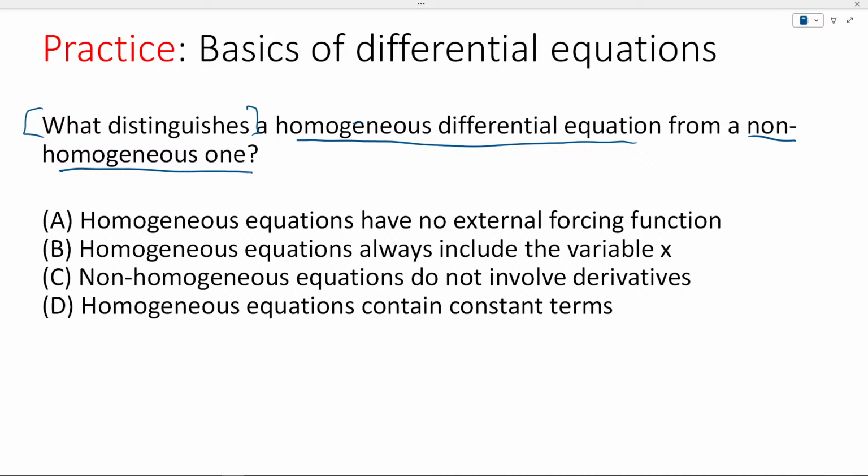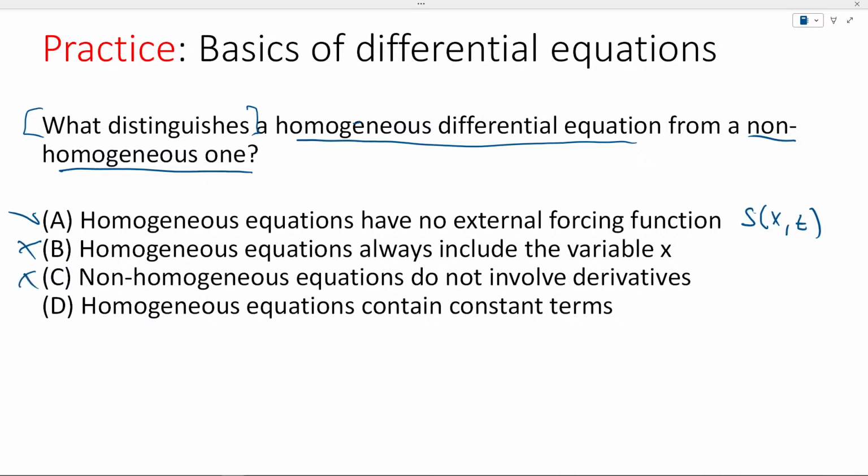Homogeneous equations have no external forcing function. Exactly. So homogeneous equations have no s of x, for example. So that distinguishes them. Homogeneous equations always include variable x? They could include variable x, variable y, any variable. So that does not distinguish these two. Non-homogeneous equations don't involve a derivative? They can involve whatever they want, but that does not distinguish it.